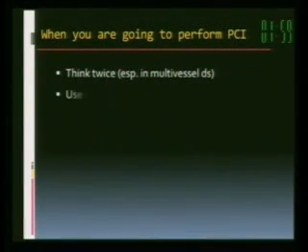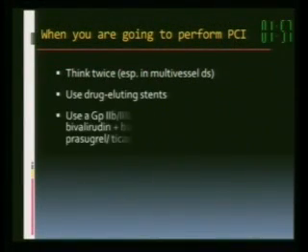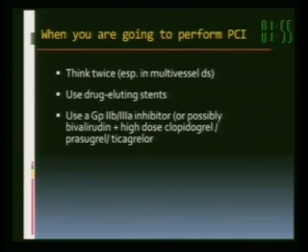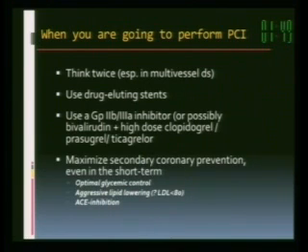So when you are going to perform PCI to prevent restenosis, think twice, especially in multivessel disease. Use drug-eluting stents. Use a GP2B3A inhibitor or possibly bivalirudin, plus use high-dose clopidogrel or prasugrel or ticagrelor, and maximize secondary coronary prevention even in the short term, which is very important in prevention of restenosis, in the form of optimal glycemic control, aggressive lipid lowering, that is LDL less than 70, and ACE inhibition.